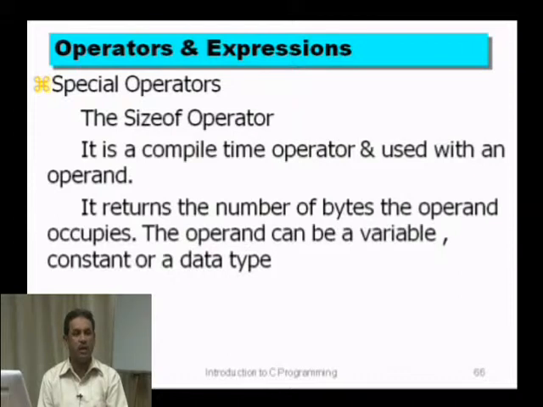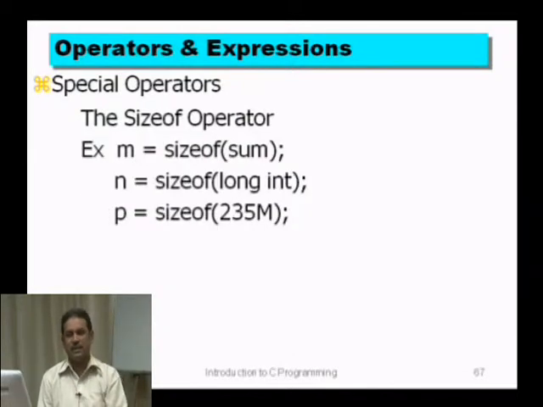You can even calculate what memory is allocated for individual arrays. What an array is, all those things we will be discussing in a later part. In such a way, the sizeof operator will give you the number of bytes allocated to a particular variable or operand. Example: m is equal to sizeof sum, where sum is a variable here. So how many bytes are allocated for variable sum? If it is an integer it may take 2 bytes, and so on. Similarly, I want to find n is equal to sizeof long integer.